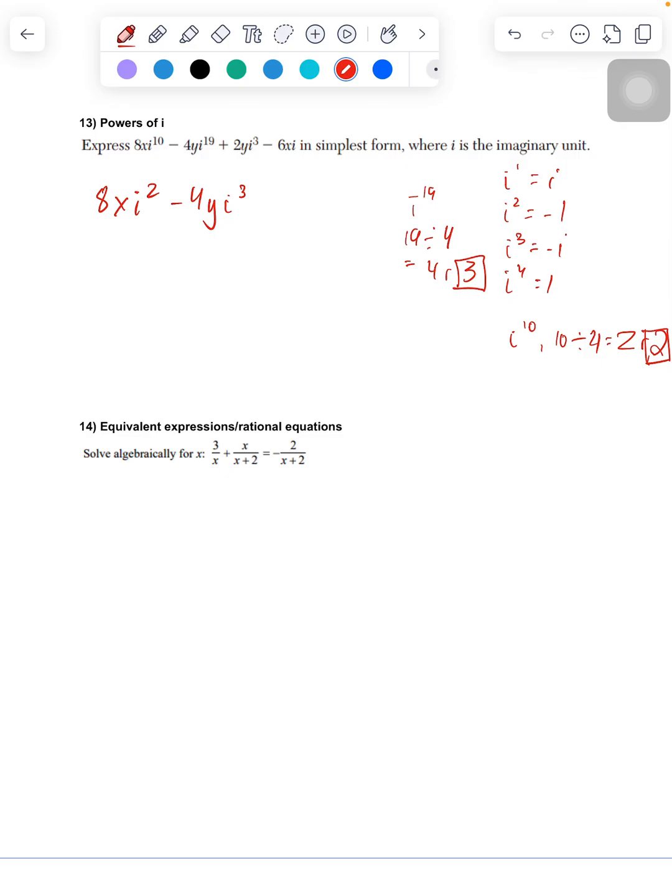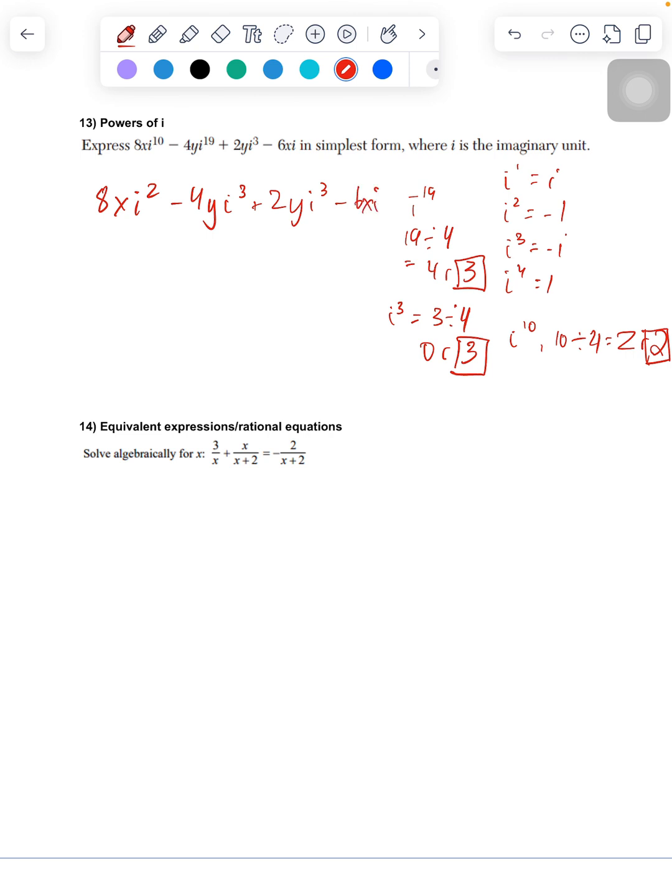All right, that's it. Over here, I have, sorry, it's 3. Give me a second. So I'm going to have i to the 3rd. Well, that's just 3 divided by 4 is just 0, remainder 3. So all I care about is the remainder, right? So this is just going to stay i to the 3rd, right? Plus 2y i to the 3rd. And that one, I don't have to do anything, 6xi.